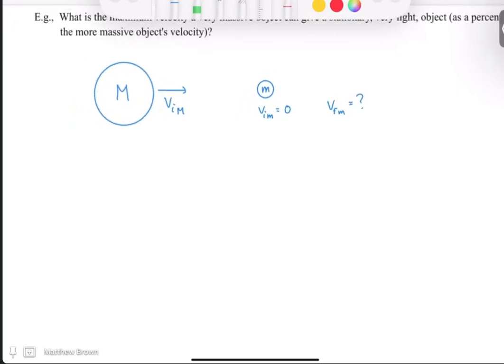So we do the same thing as before. We can look at momentum, and we can look at kinetic energy.